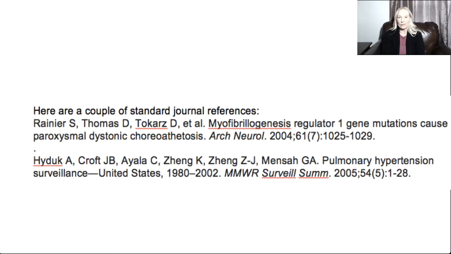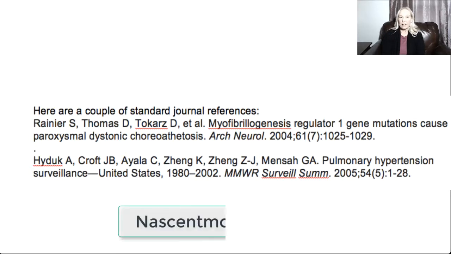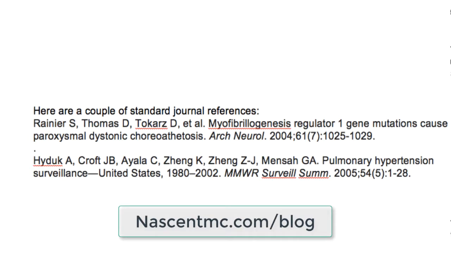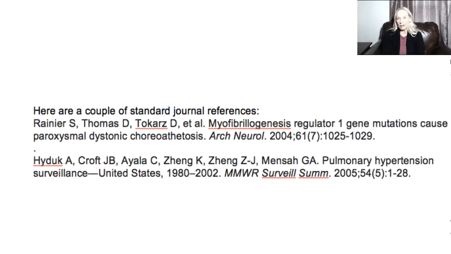If you're watching this on video, you can see those here on the screen. And if you're listening rather than viewing, you can check out the related blog post at nascentmc.com/blog, but I'll try to describe it briefly. So a standard reference has the last name of the author and the first initial, and then if there are multiple authors, it's separated by commas, no periods after the initials. If there are more than 6 authors, you would include the first 3 names and initials and then use et al. If there are 6 authors or fewer, then you would list all the author names.